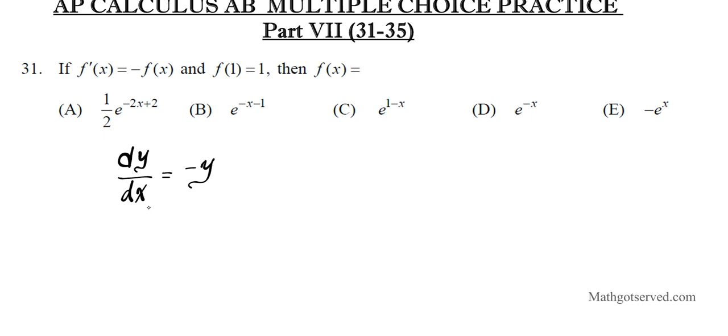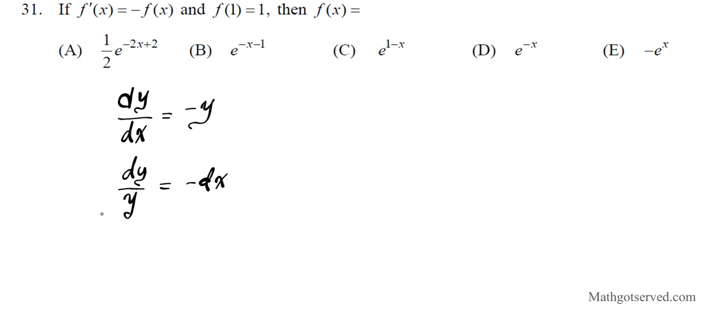To do that, I can multiply both sides by dx and divide by negative y, divide by y, bottom line. So if I multiply both sides by dx and divide by y, I'll have dy over y equals negative dx. Now that I've separated the variables, we have y on the left and x on the right. I can integrate both sides, and then that will help me isolate what y is.